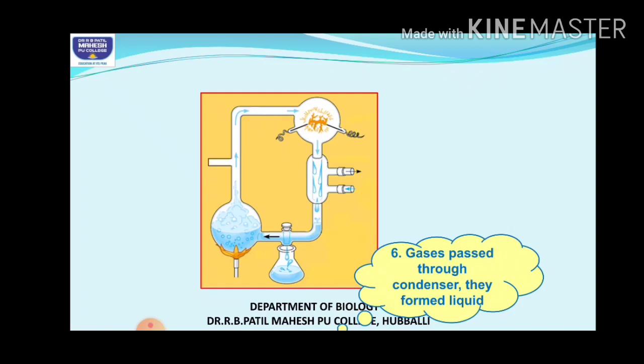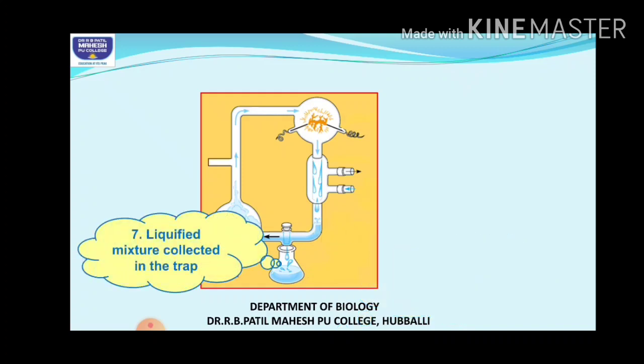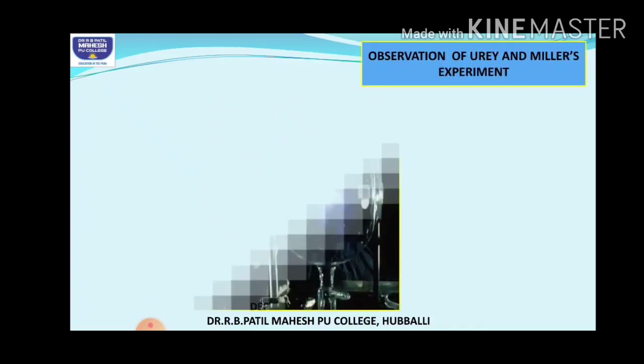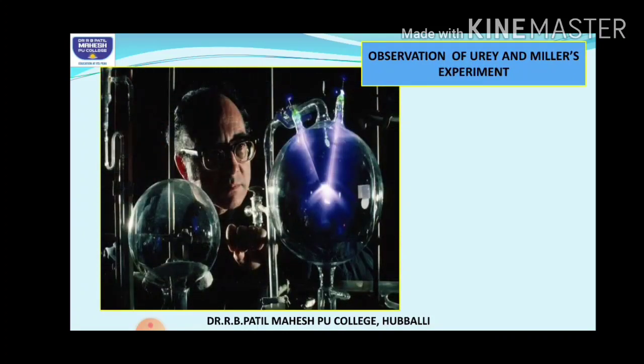Okay, so in the condenser or cooling jacket, that hot mixture of gases and the water vapor condensed and formed droplets. So it liquefied, and that liquefied mixture was collected in this trap. Then it was analyzed. Okay, so now let us see what were the observations made by this experiment.